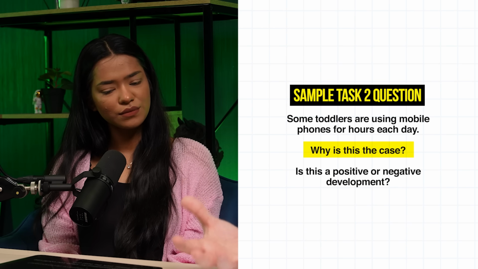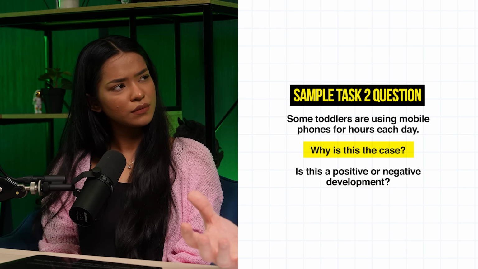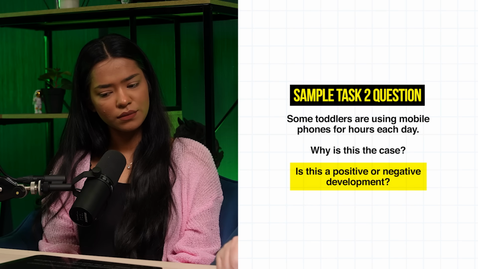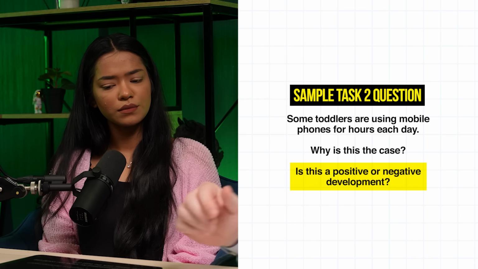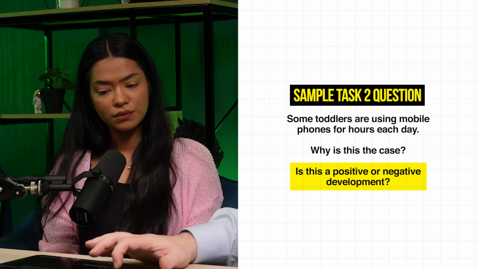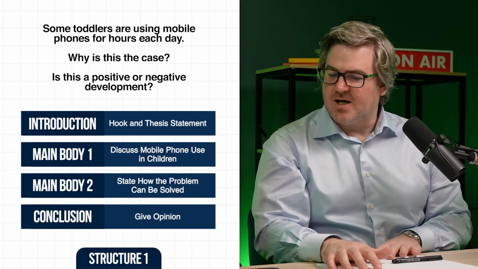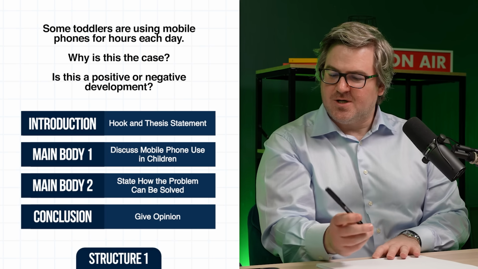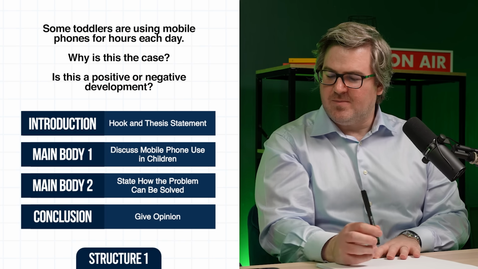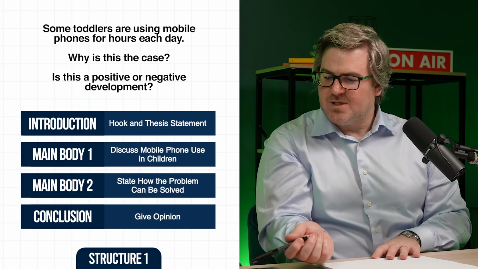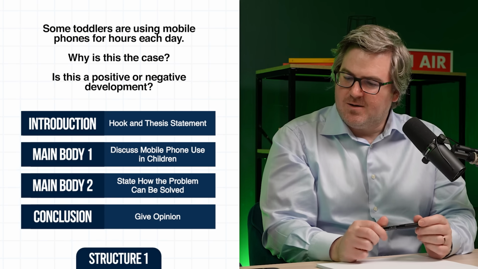So you need to use a structure that clearly explains why this is, and is this a positive or negative development? You need to do that as well. So let's look at the first structure. This first structure has 4 paragraphs. An introduction, a main body paragraph, another main body paragraph, and a conclusion. Just have a look at what they do in there.